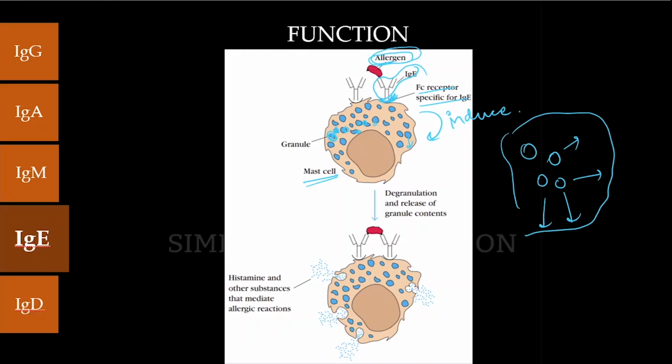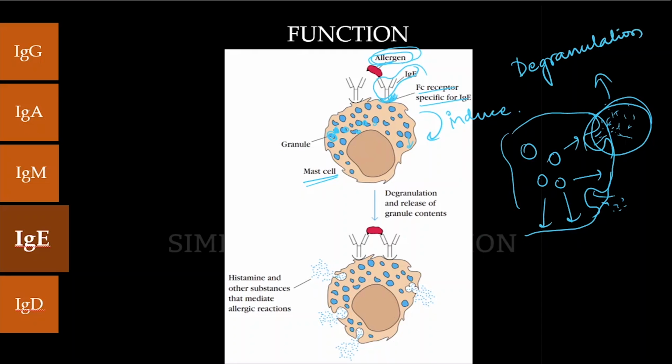When the granules move there, they release their contents to the extracellular environment, and this process of releasing or bursting of the granules is called degranulation. Here we can see degranulation, the release of granule contents.